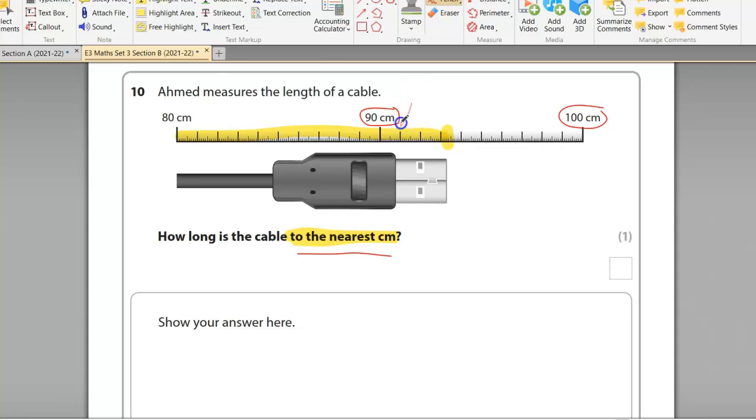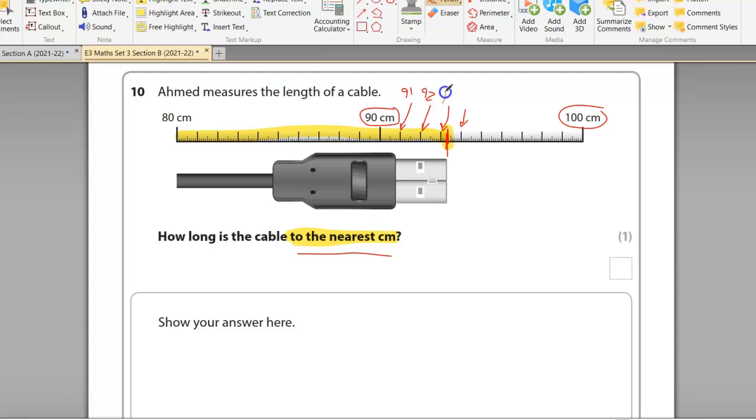And then every time we've got one of these big markings, each one of those is 1 centimetre. So it's going up in ones, you see. So it's going 91, 92, etc. It'll go 93, 94, all the way up to 100. So where we've got this cable that's this long, so it sort of stops there.